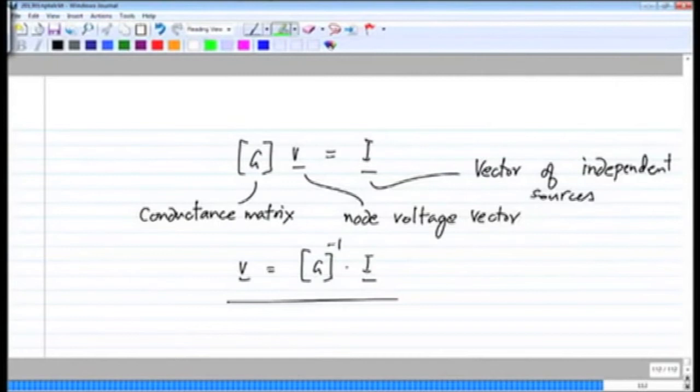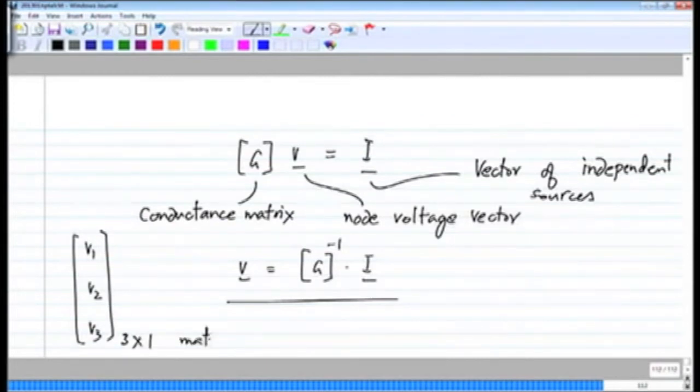There is a question, why did I call this a matrix and this a vector? If you have a matrix with a single column, that's usually called a vector. Okay, a single column matrix is usually called a vector. So we have V1, V2, V3, which you can call a 3 by 1 matrix, but it is common to call it a vector.